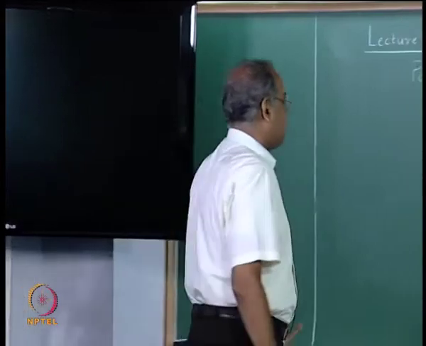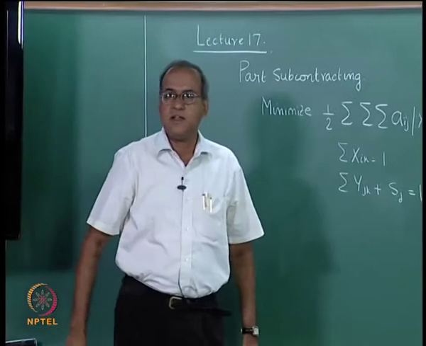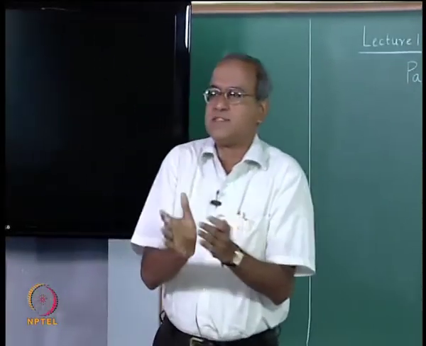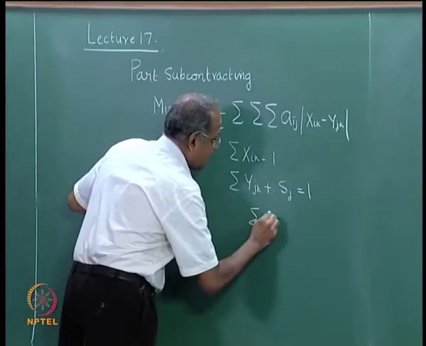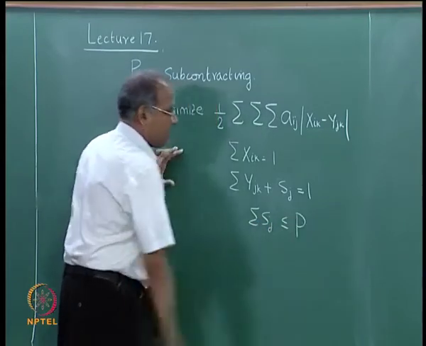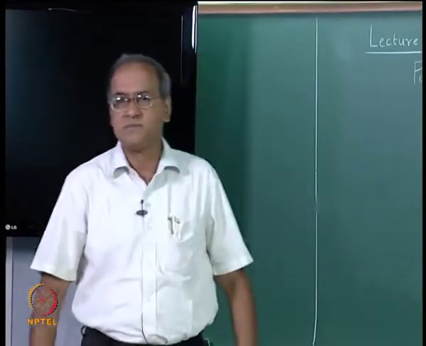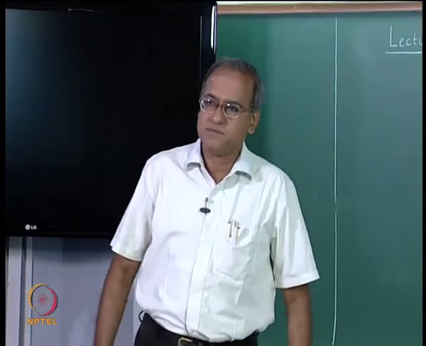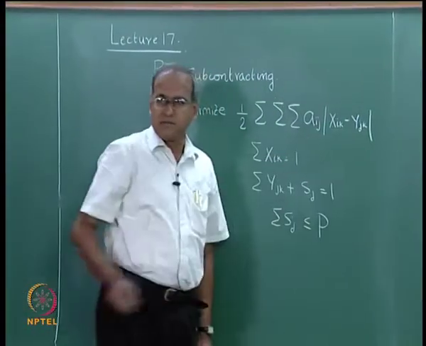So, in a way it is good that we have the formulation this way, and this should be enough. Sometimes we might like to restrict the number of parts that are subcontracted. So, we could simply add another constraint, which is sigma Sj is less than or equal to some capital P or whatever, to say that not more than 3 or 4 parts can be subcontracted. So, that will also ensure that too many parts do not go to subcontract. Again, this is a kind of an optional constraint, all these are enough to take care.